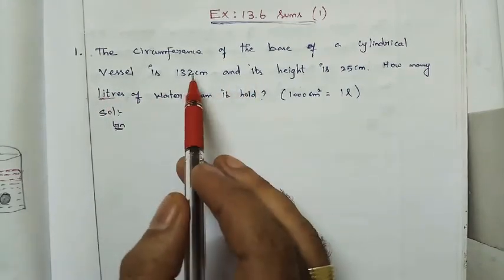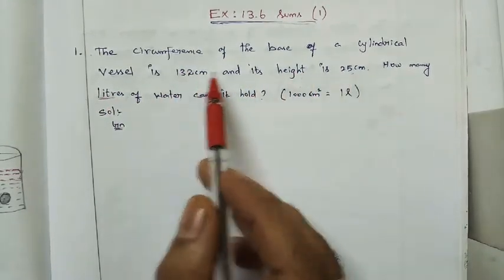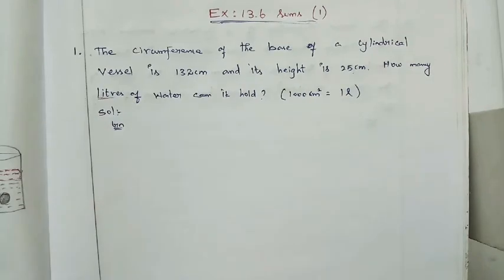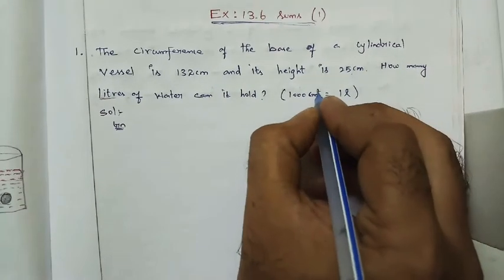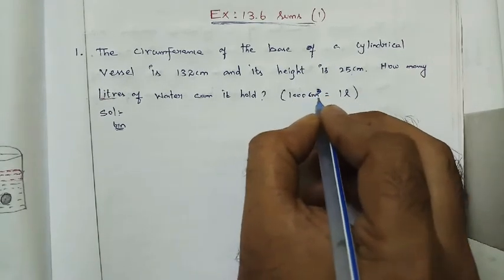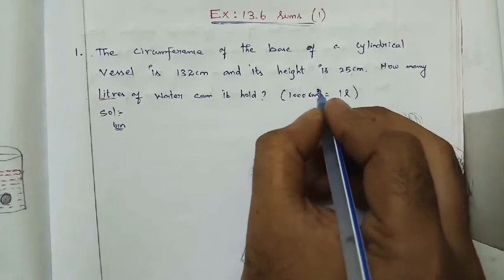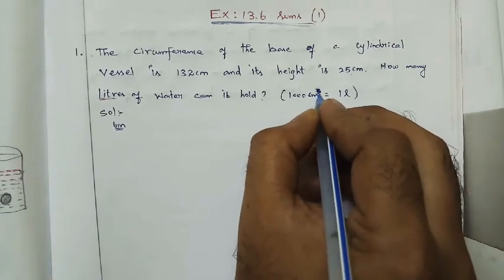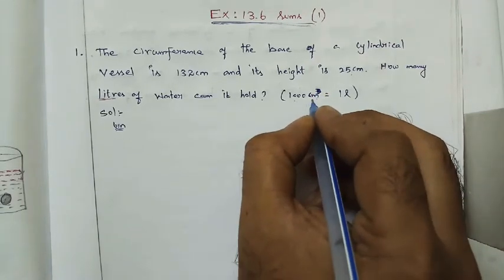They have given the units in centimeter. So we have to find the volume in terms of centimeter, and after that we have to convert it into liters. 1000 centimeter cube is equal to 1 liter. This is cube, because volume is always in centimeter cube.